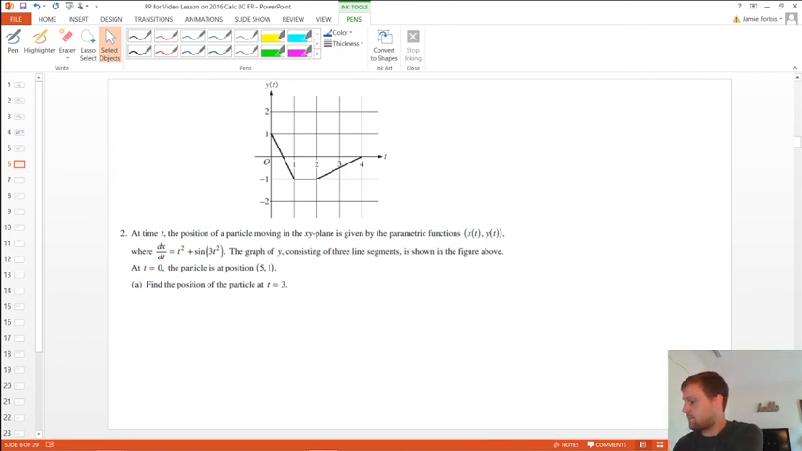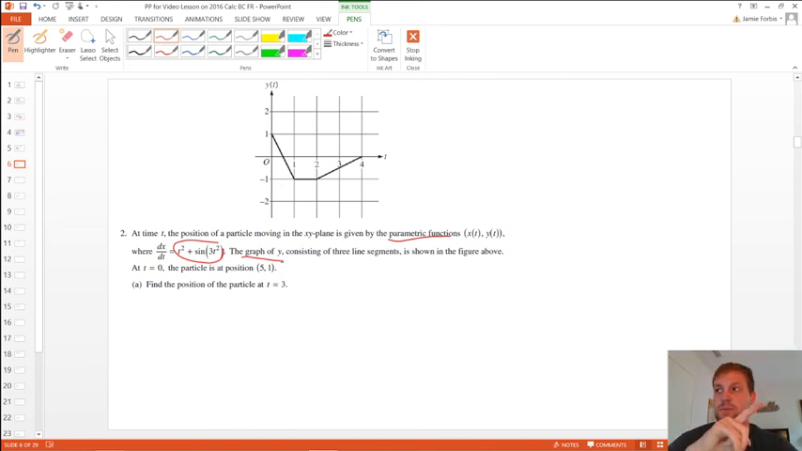Number 2 is not so bad. I like number 2. Number 2 says, at time t, the position of a particle moving in the xy plane is given by the parametric functions x of t and y of t, where the derivative of x is given, the rate of change of x, and the graph of y consisting of 3 line segments is shown in the figure above.